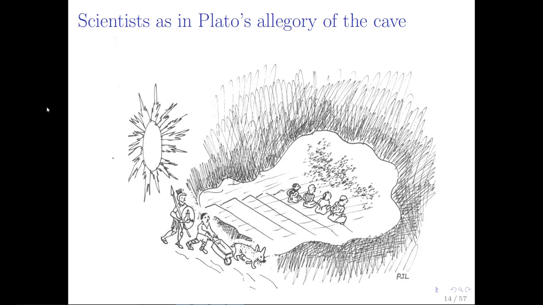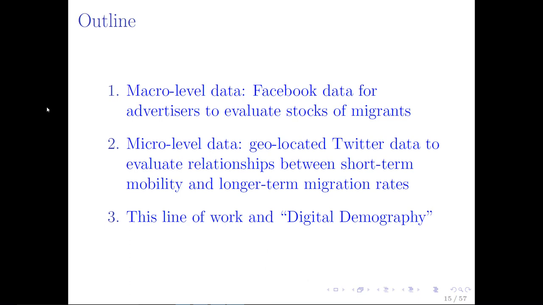So that was a long introduction, but what I want to talk about with this presentation are two examples of ongoing projects that I'm working on. The first one is about using macro-level data from social media, in particular Facebook data for advertisers, in order to evaluate stocks of migrants. And this is a situation where we have some data and we have ground truth data, and we want to understand biases.